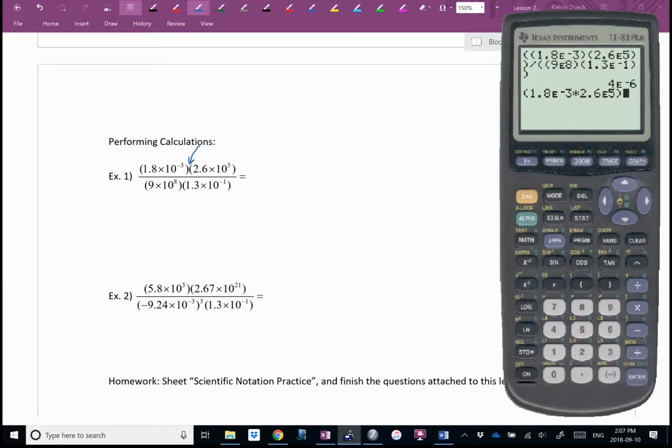What does a fraction mean? Get your divided by. I'm lucky, my calculator actually does a slash for divided by, which kind of looks like a fraction, so that's the win. Is there more than one thing on the bottom? Yes. Better open up a bracket.